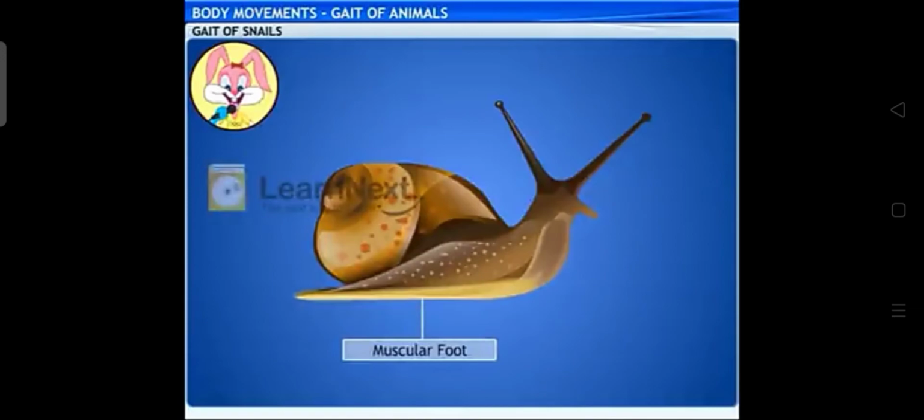Also, the movement of the snail is helped by the muscular foot. On the bottom of the body of the snail, there is a muscular foot. Muscular foot means what? There are strong muscles. Muscles are present on the bottom side of the foot so that it can move very easily.